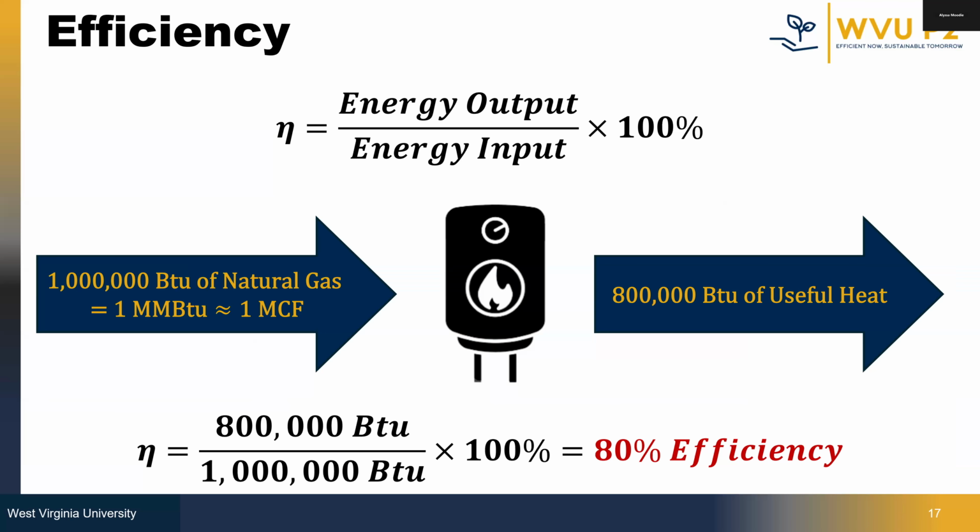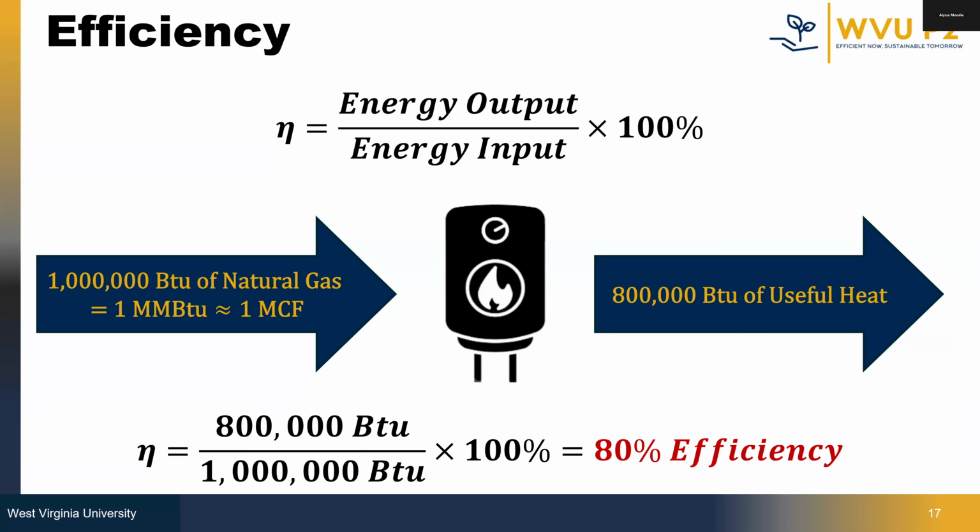Let's assume it has an input of 1 million BTU per hour. That means that it is going to use 1 million BTU worth of natural gas. And since we usually pay for natural gas based on MCF, that's right around 1 MCF. 1 MMBTU to 1 MCF is pretty close to a 1-to-1 ratio.